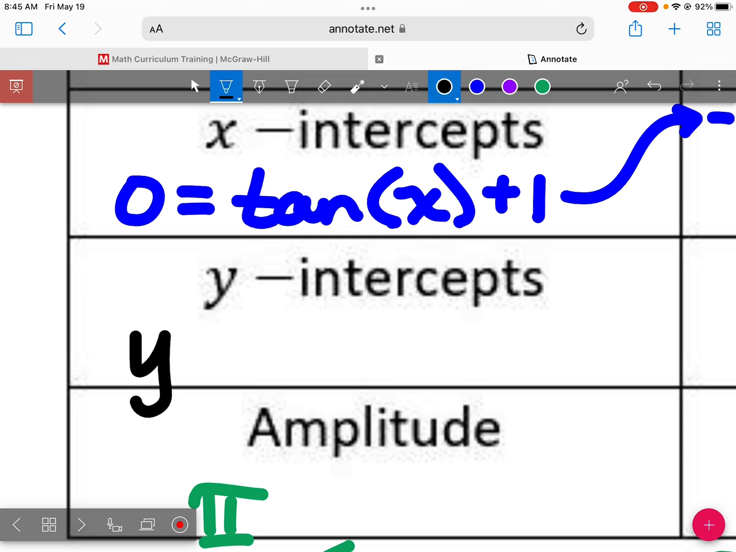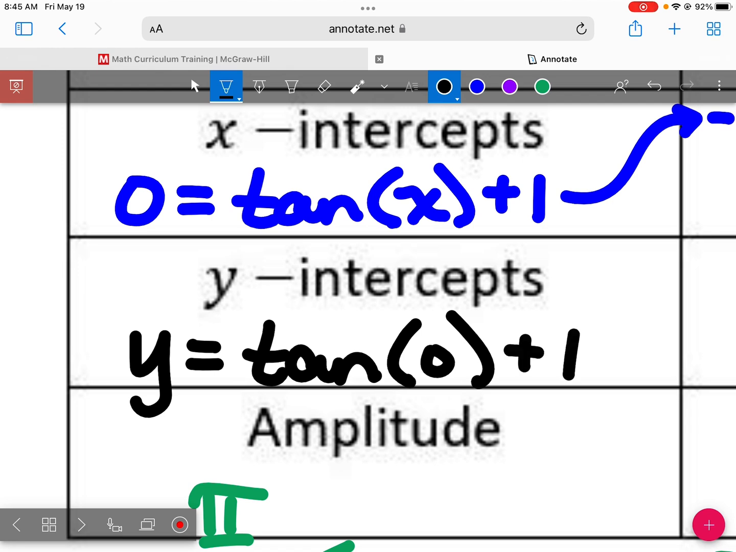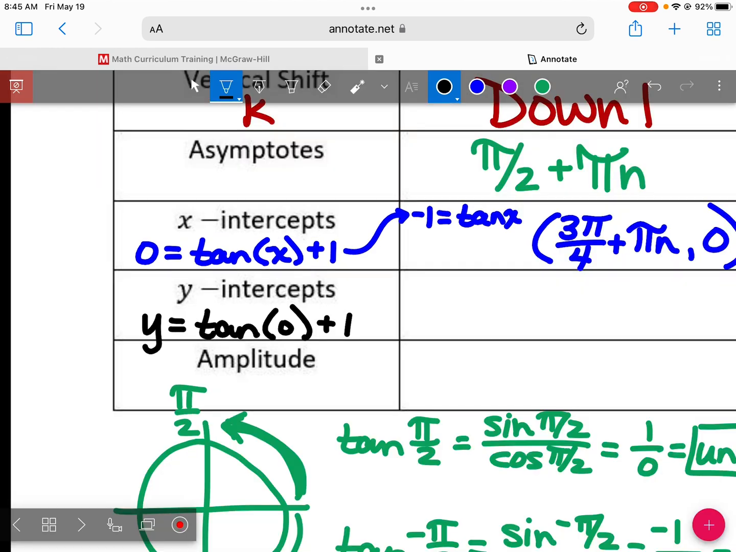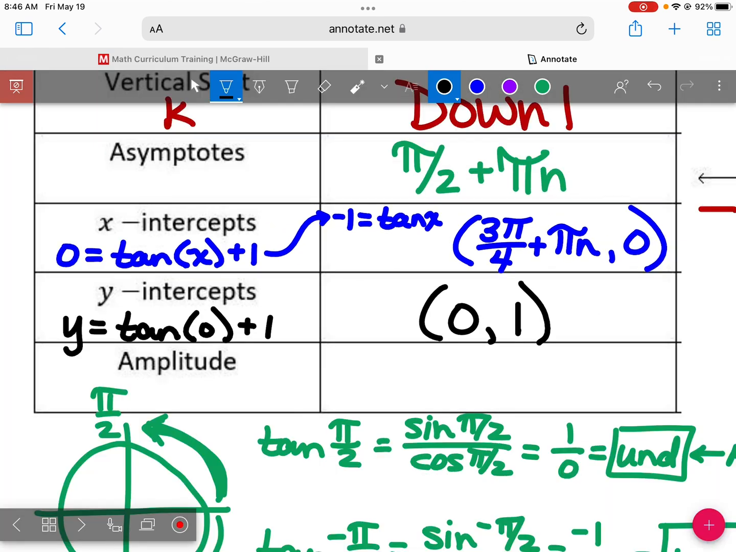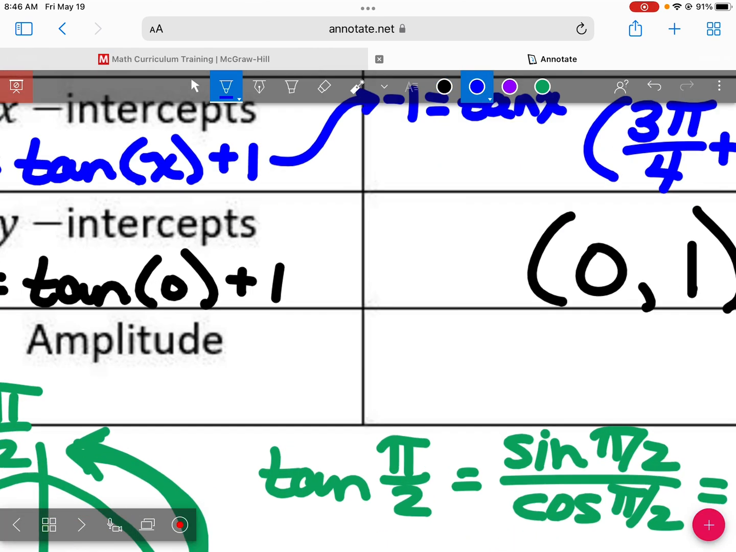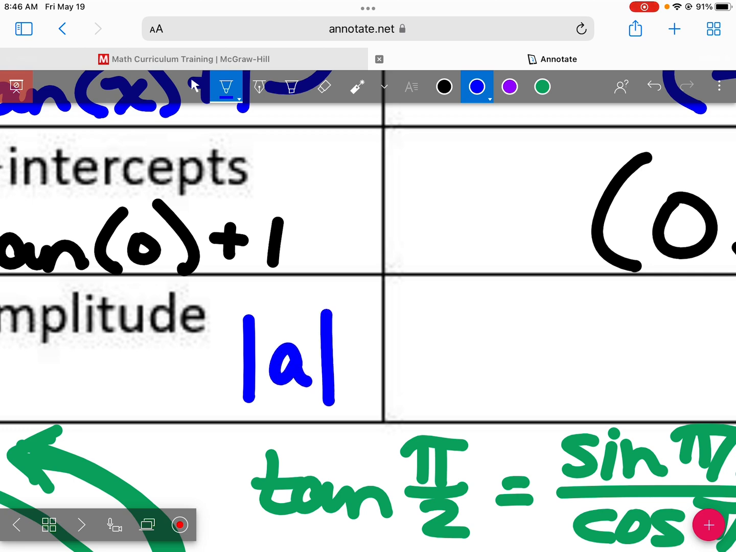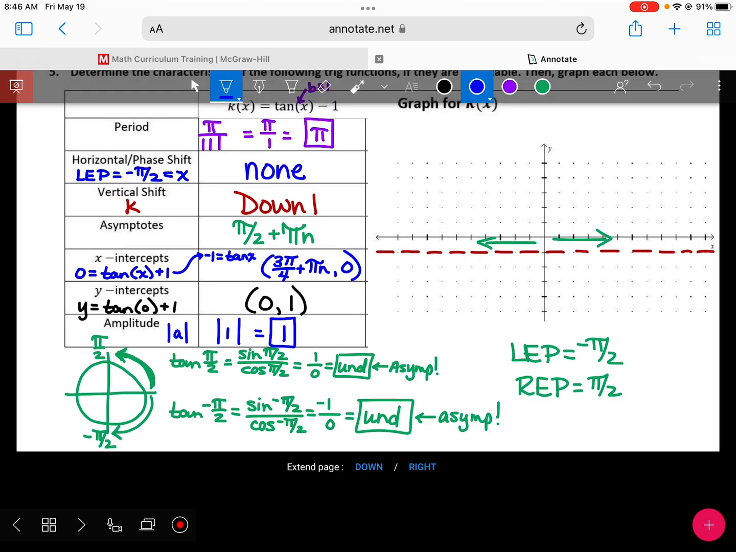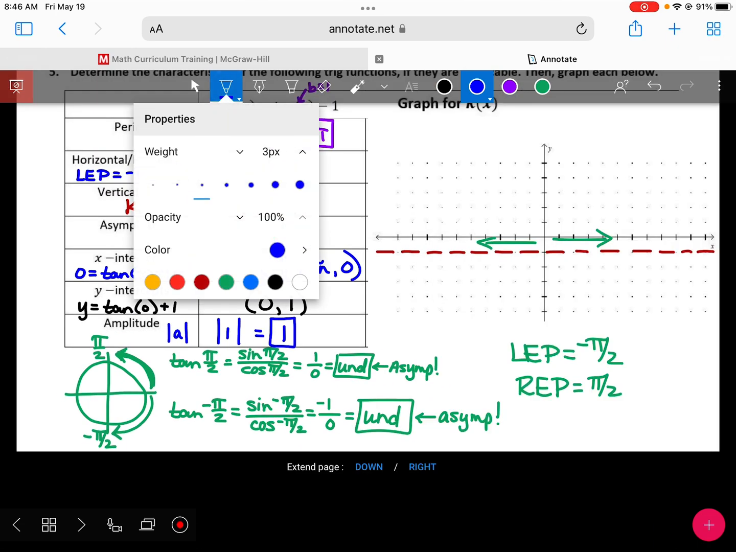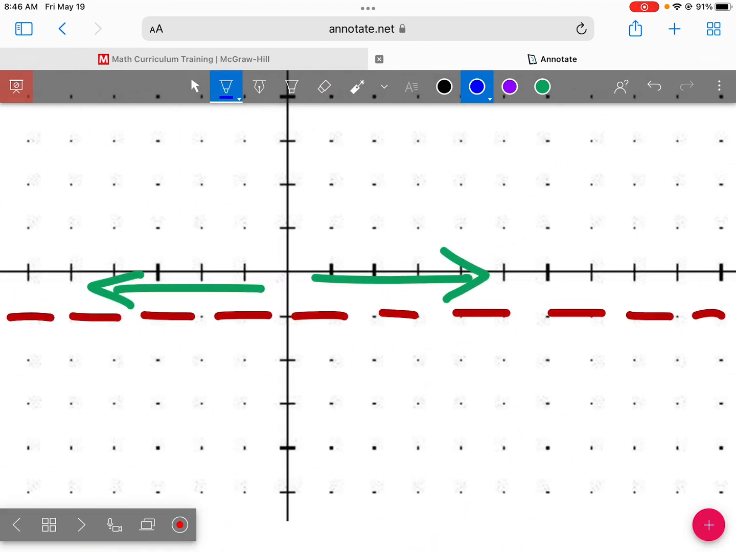Y-intercepts, I have y equals tangent of 0 plus 1. What is tangent of 0? 0. So this is going to be 0, 1. And then what about my amplitude? 1. Absolute value of 1. So my amplitude is 1. What should we count by? Pi over 4s, I like it.